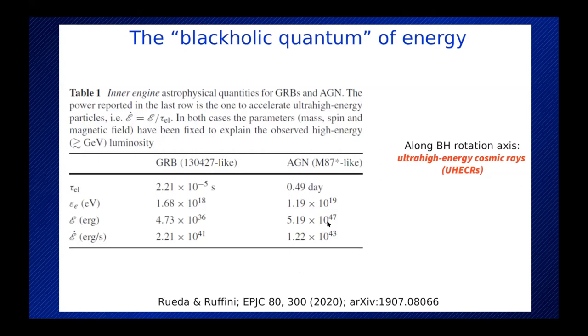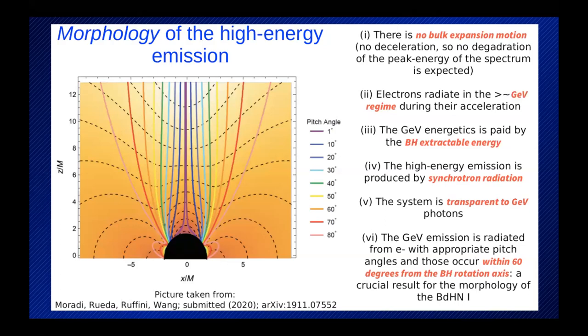This is the picture that we have in mind. There is no bulk expansion motion. The radiation is just emitted close to the black hole radius. The electrons radiate in the GeV. The GeV energetics is paid by the extractable energy. The high energy emission is produced by synchrotron radiation. The system is transparent to the GeV radiation.